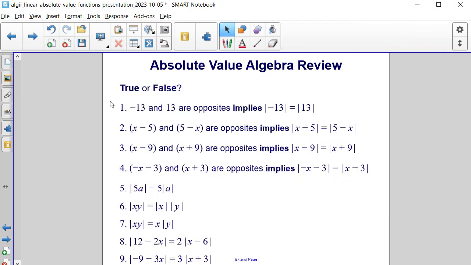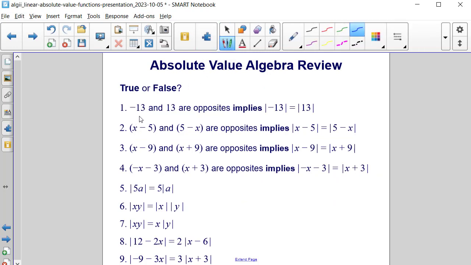Now let's try to answer these true or false questions. Our first statement is that negative 13 and 13 are opposites, implies that the absolute value of negative 13 is equal to the absolute value of 13. This is indeed a true statement. Because these two values are opposites, if you take the absolute value of each one, they will be equivalent to one another.